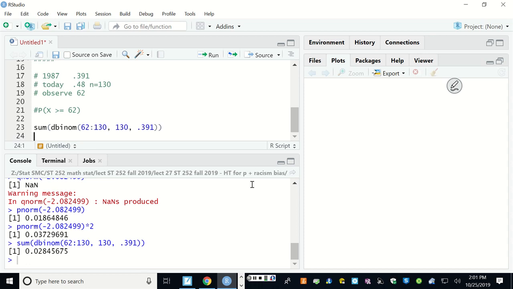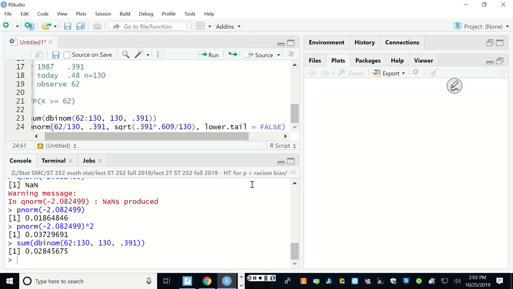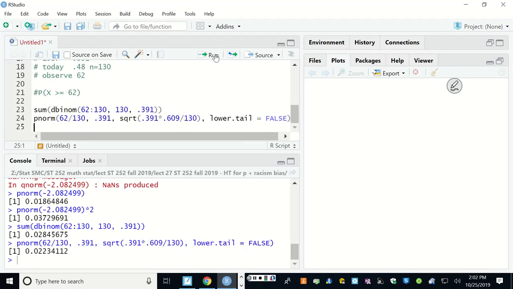If we do the p-norm, the probability, where you do 62 out of 130 is the probability, right? And 0.391 is the mean under the null. And the standard deviation is 0.391 times 0.609 divided by 130. And lower tail equals false. Right, so it'll do the upper one. That normal calculation gives us about 0.022, a little bit lower, right?